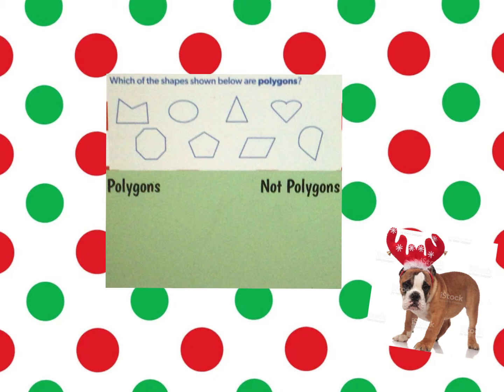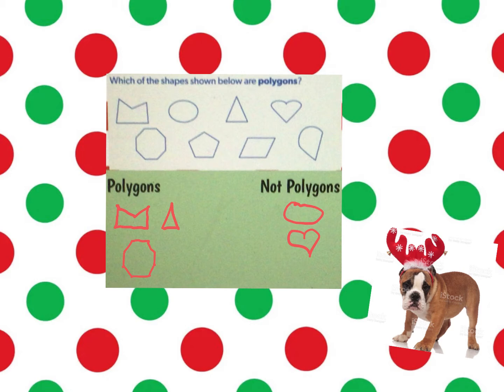So here's this one. I'm going to try my best to draw it. This 1, 2, 3, 4, 5. That's a polygon. The one next to it, that oval, is not a polygon. The triangle is a polygon. The heart is not a polygon. And then we have this octagon. So we have 1, 2, 3, 4, 5, 6, 7, 8 sides.